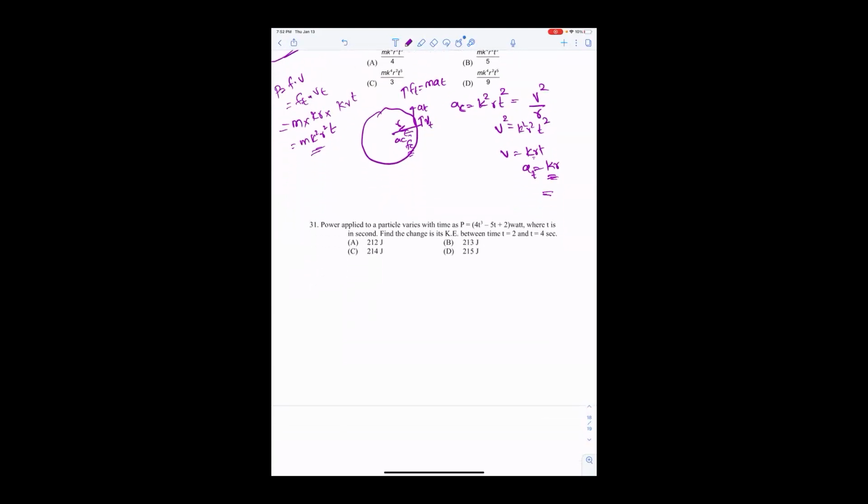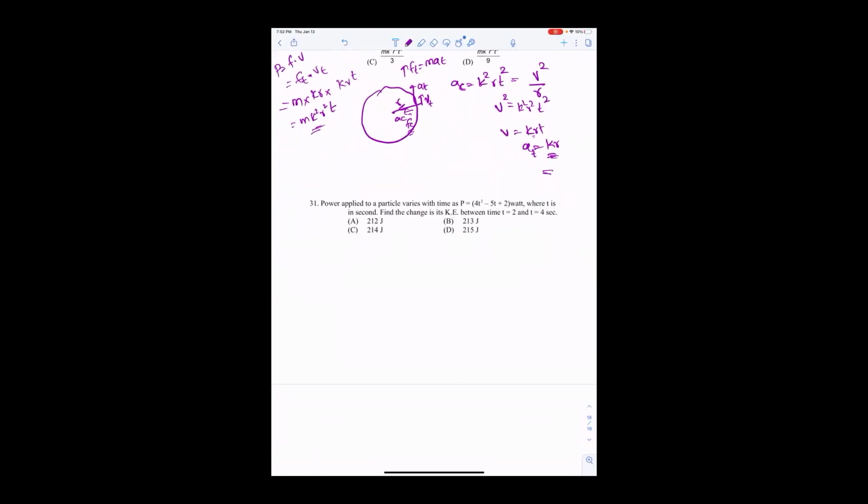Next one. Power applied to a particle varies with time as given. Find the change in kinetic energy. So work done: dW/dt is power. So delta W is the integral of P dt, which is the change in kinetic energy. So integrate 4t³ minus 5t plus 2 into dt. Integrating this gives 4t⁴/4 minus 5t²/2 plus 2t, right?